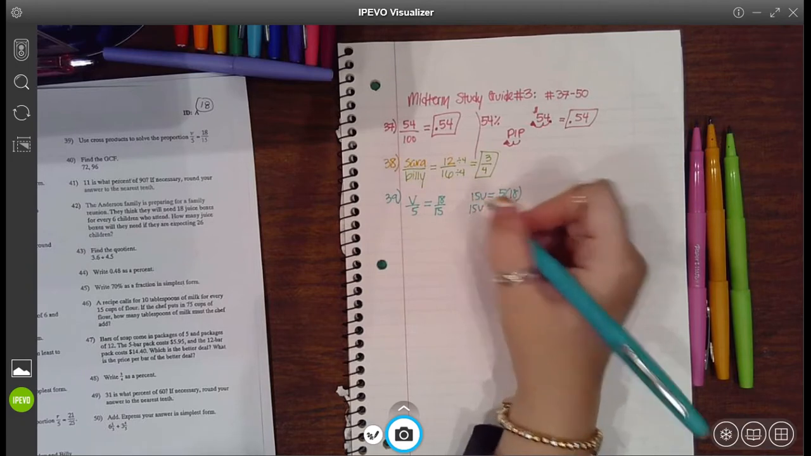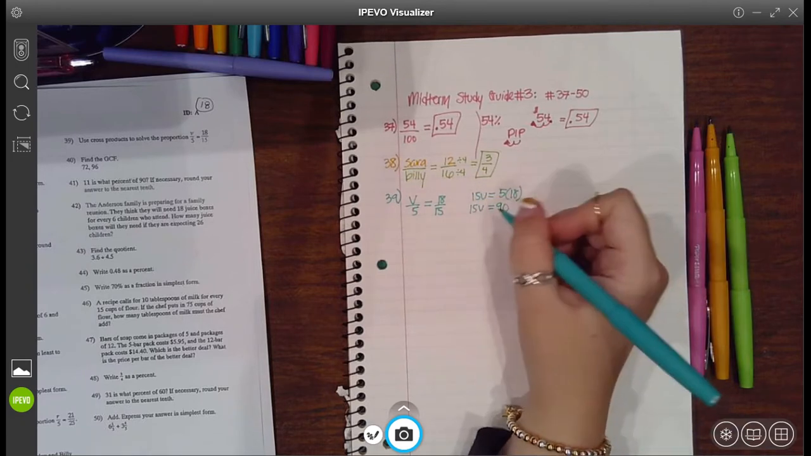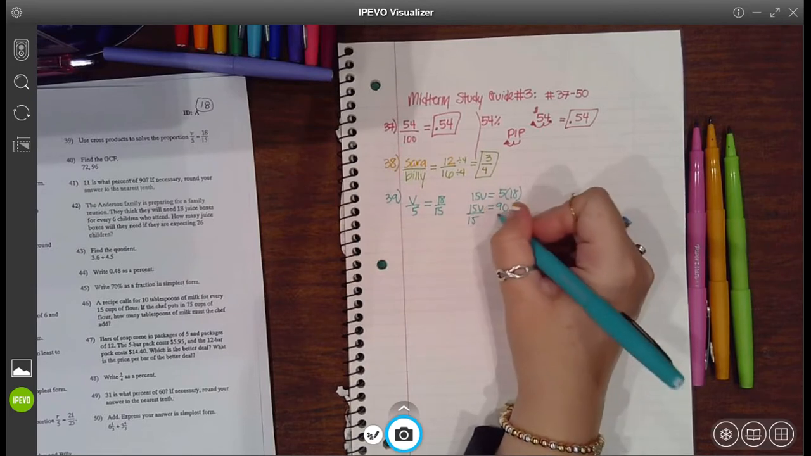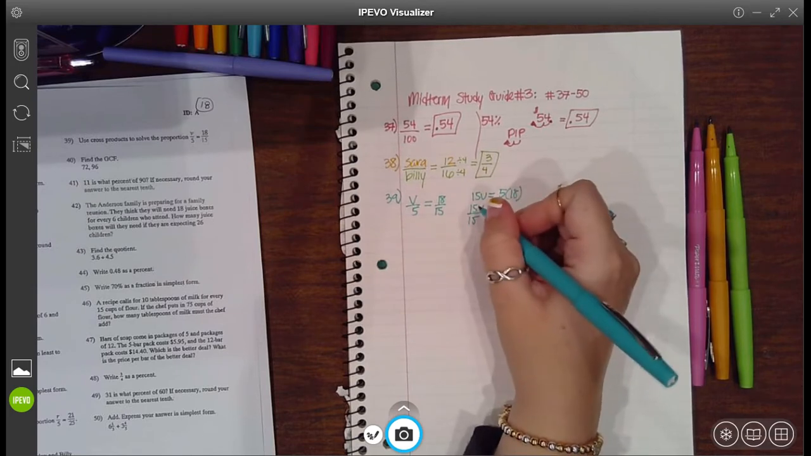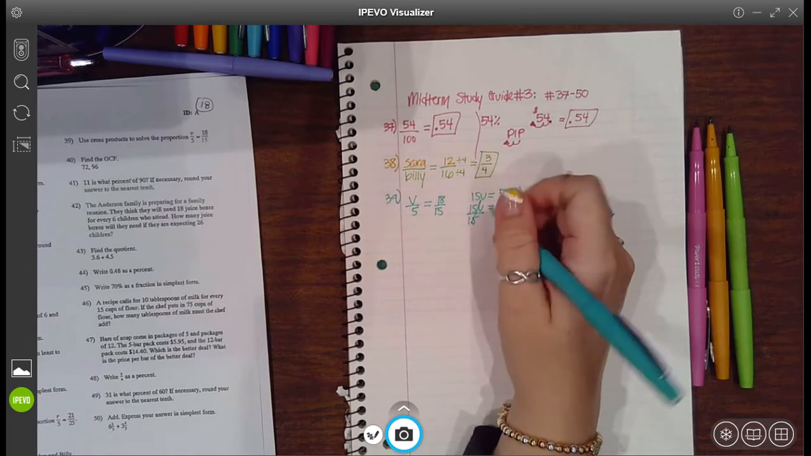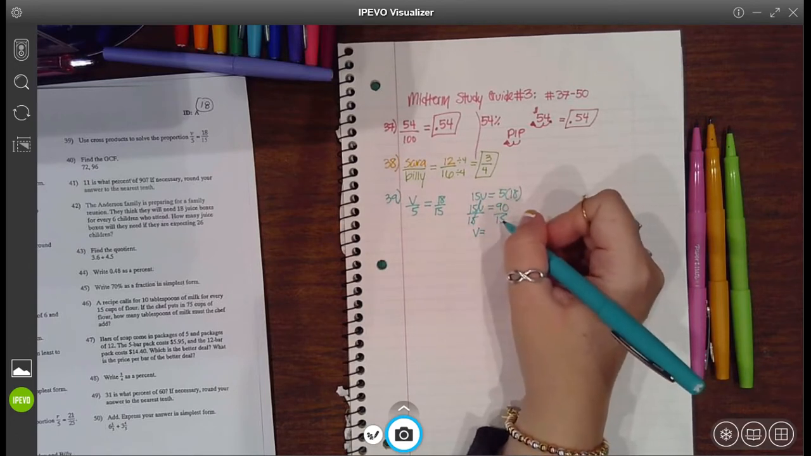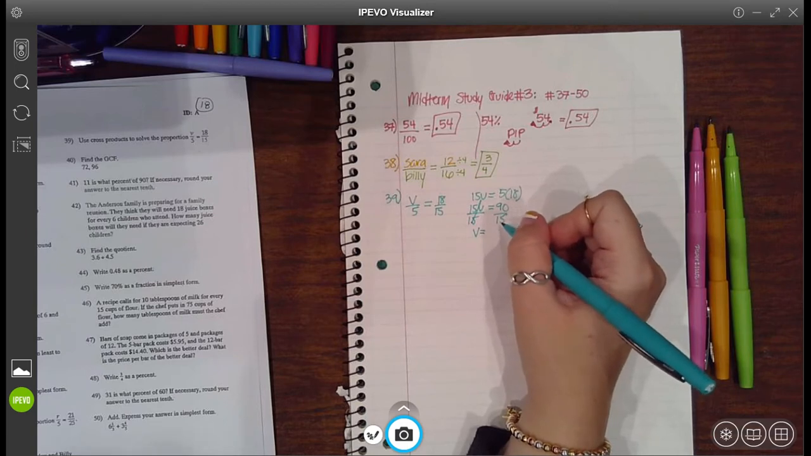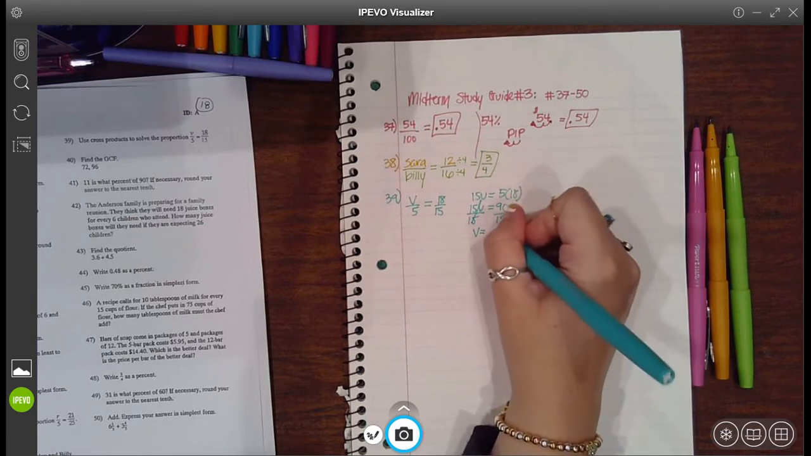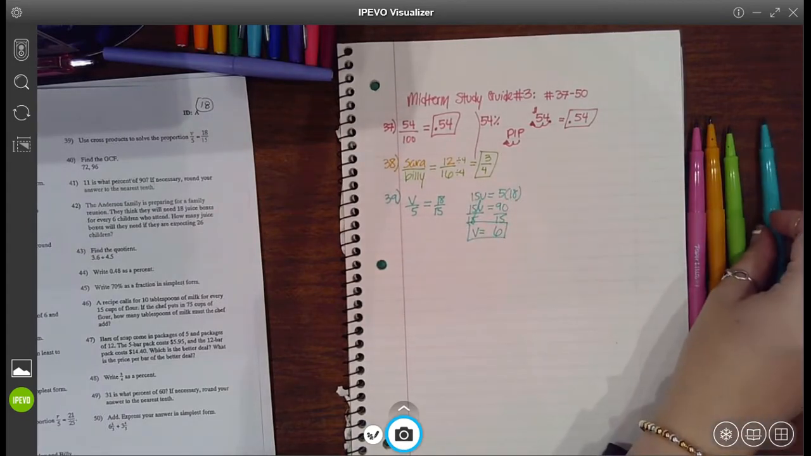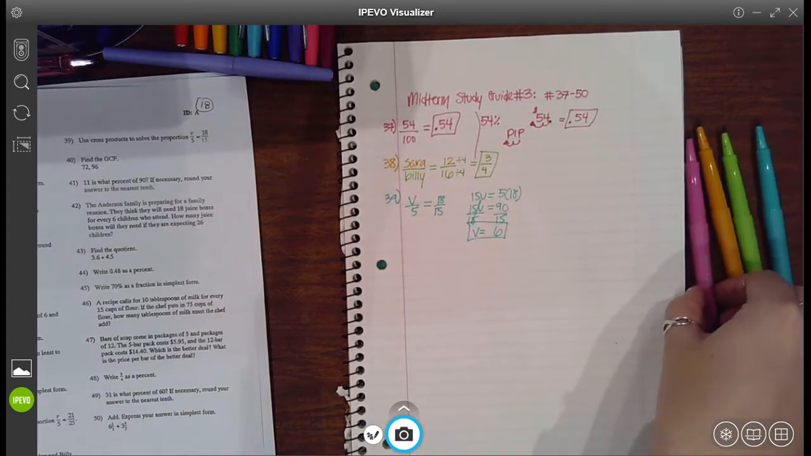Equals 15V. And then how do you get V by itself? 15 times what is 90? Well, to figure that out, divide by 15, because anything divided by itself is 1, and now you have 1 times V, or just V. And whatever you do to one side, you got to do to the other. So 90 divided by 15 is 6. So V is 6.